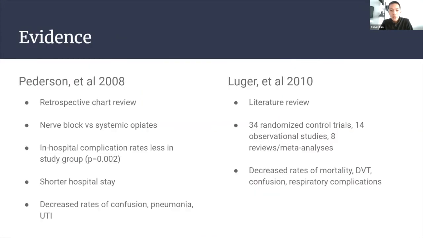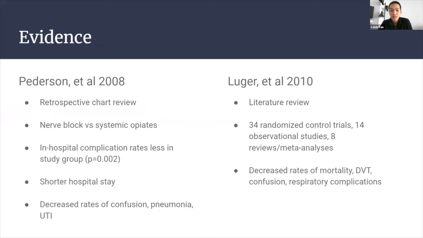That brings us just very quickly to the evidence that we're going to touch on. This was taken from both the LITFL website and the NYSORA website. There's two big studies that have really looked at this specific block. The first one was a study done in 2008, which is a retrospective chart review. They looked at basically patients who had either received the nerve block or systemic opiates. It was obviously retrospective, so not randomized.